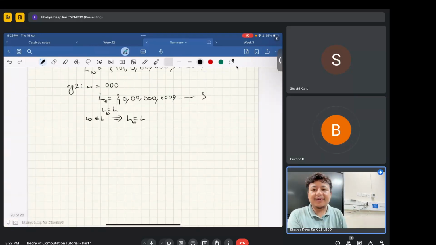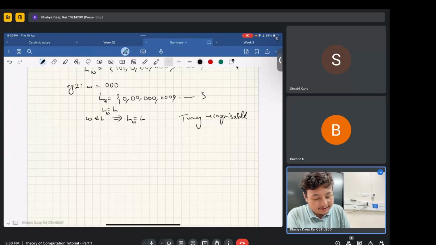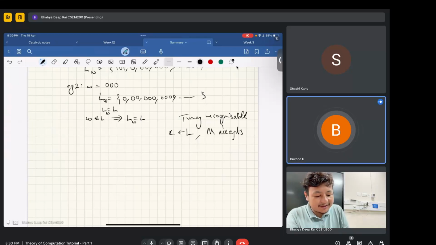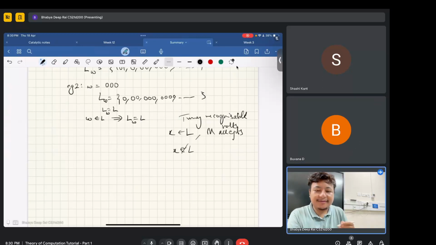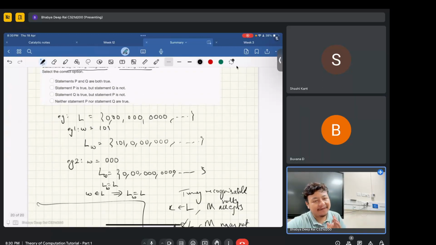What does Turing recognizable mean? Turing recognizable means that if X is in L, then machine M halts and accepts. If X is not in L, then M may not halt. So in the yes case, it definitely halts. In the no case, it may not halt. Okay, so now let's see.